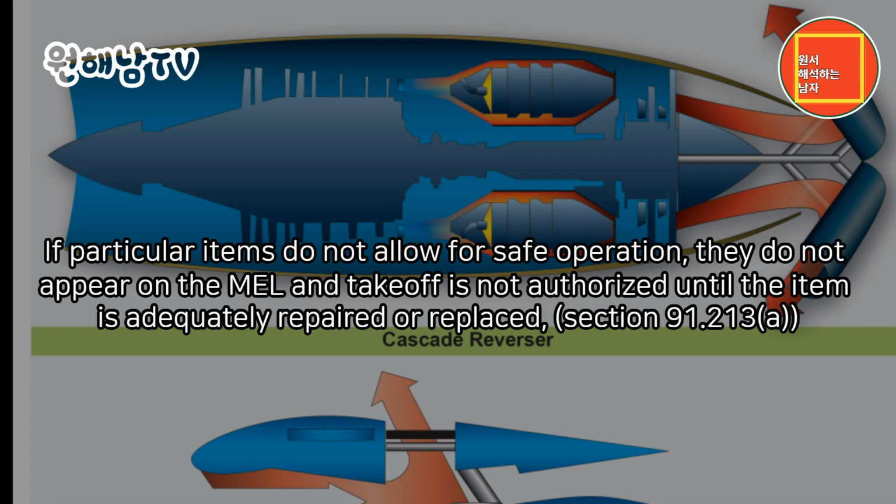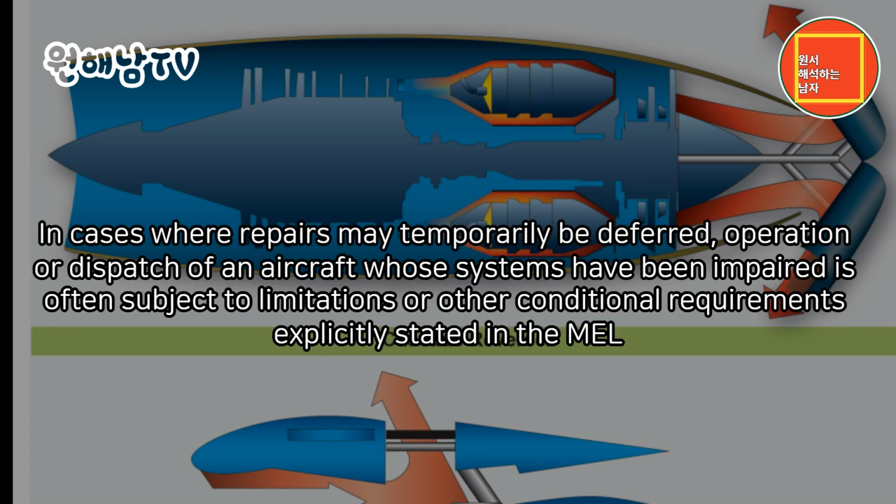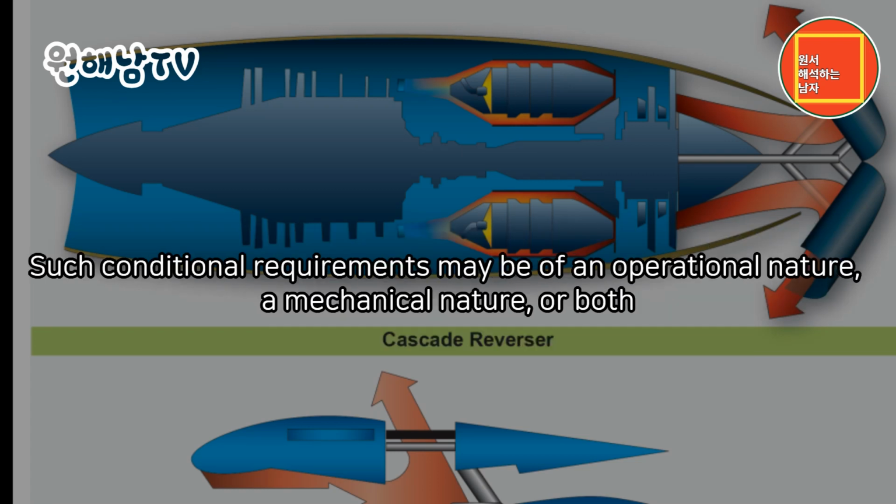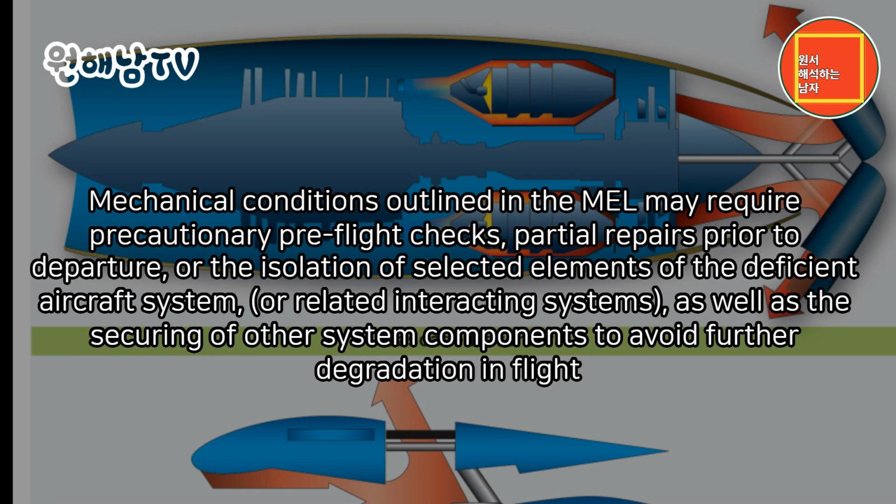Section 91.213(a). In cases where repairs may temporarily be deferred, operation or dispatch of an aircraft whose systems have been impaired is often subject to limitations or other conditional requirements explicitly stated in the MEL. Such conditional requirements may be of an operational nature, a mechanical nature, or both. Mechanical conditions outlined in the MEL may require precautionary pre-flight checks, partial repairs prior to departure, or the isolation of selected elements of the deficient aircraft system, or related interacting systems, as well as the securing of other system components to avoid further degradation in flight.